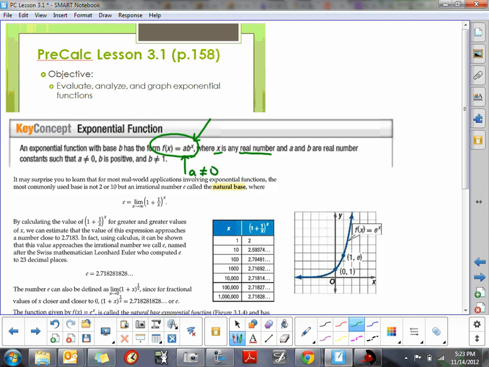The other restrictions are a, the value of a cannot equal 0. If a was 0, anything times 0 is 0, so therefore you wouldn't even get much of a graph. It'd just be a flat line at 0, it'd be a constant graph. So we cannot allow a to be 0. And the other restriction that we have to pay attention to, b has to be positive.